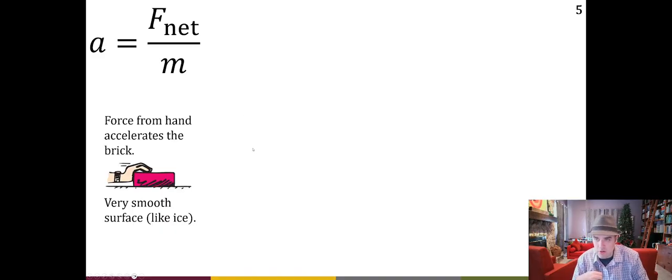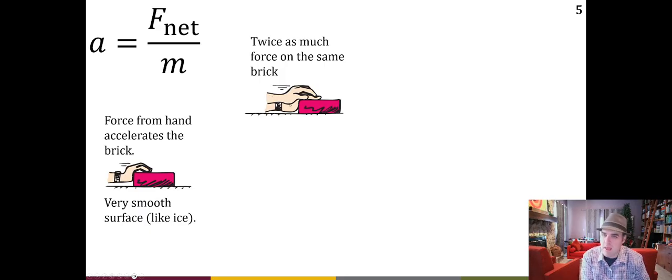All right, let's do a little concept example here. Let's say I have a hand that's going to be pushing this brick across this very smooth surface, so think like ice, okay? So this hand accelerates this brick. Let's say I use two hands now. So I want to know, how has my acceleration changed here compared to when I was doing it before? Well, if we look at our equation here, Newton's second law, if I'm using two hands, I'm doubling the force on that object, but the mass hasn't changed. So if you double the numerator without changing the bottom, our acceleration is going to be twice as big. So here the acceleration is going to be twice as much as it was over here.